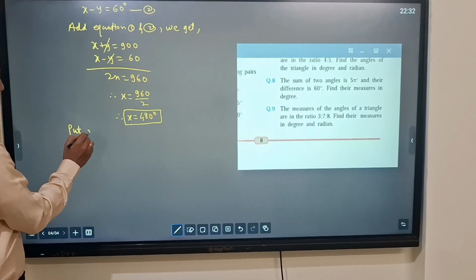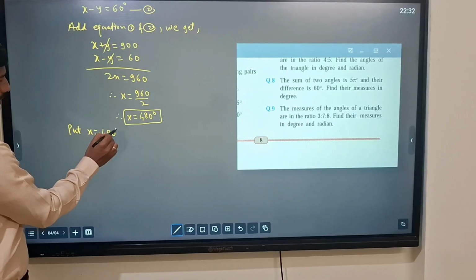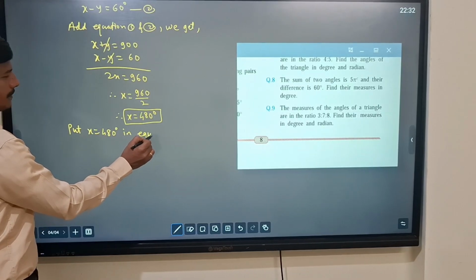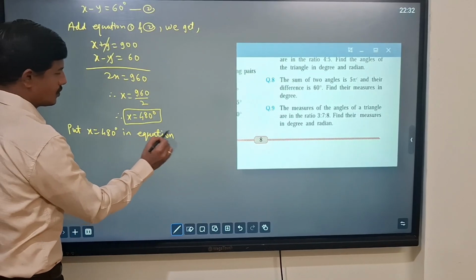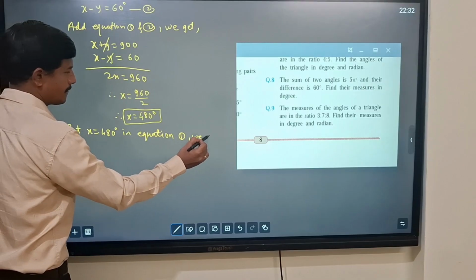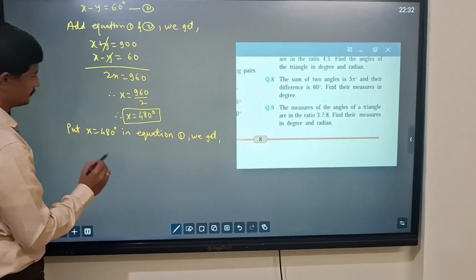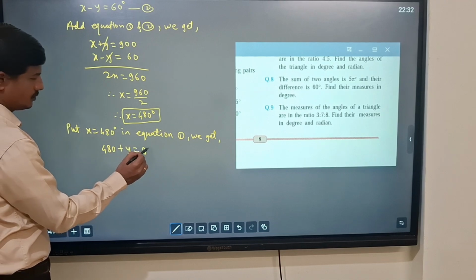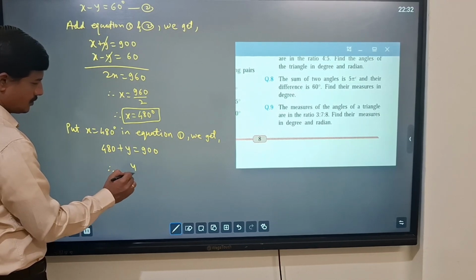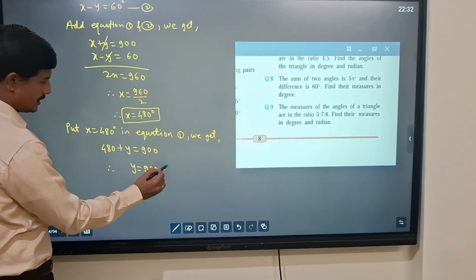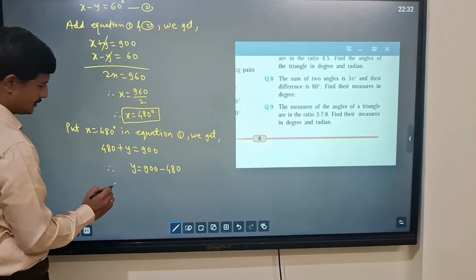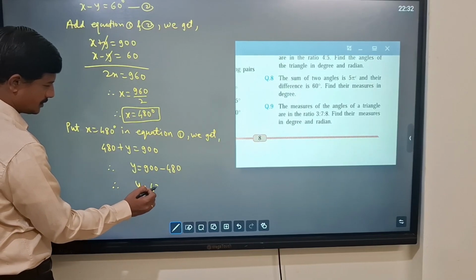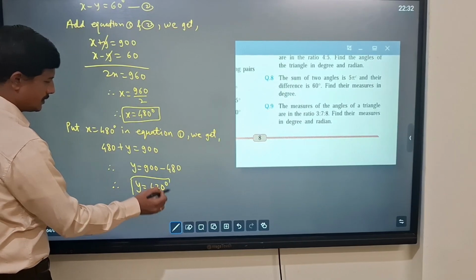Put x equal to 480 degree in equation 1. We get 480 plus y equal to 900. Therefore y equal to 900 minus 480. This becomes 420 degree.